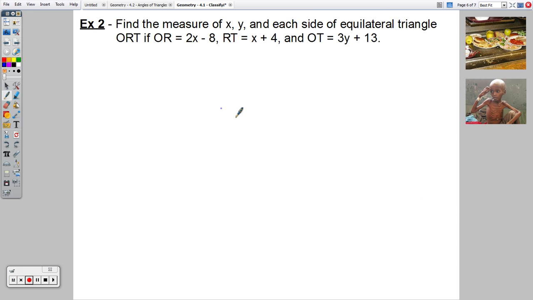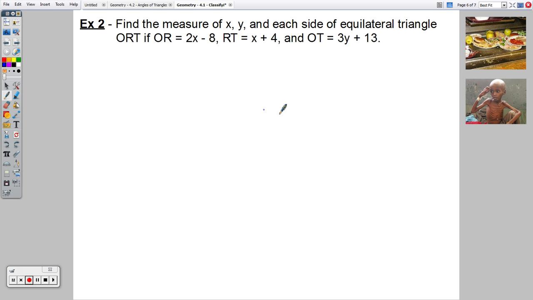Moving on to a second example. Find the measure of x, y, and each side of equilateral triangle ORT if OR is 2x minus 8, RT is x plus 4, and OT is 3y plus 13. So you might look at that and say, well, I have no idea what's going on. It sure would help if I had a picture. Can you draw a picture?